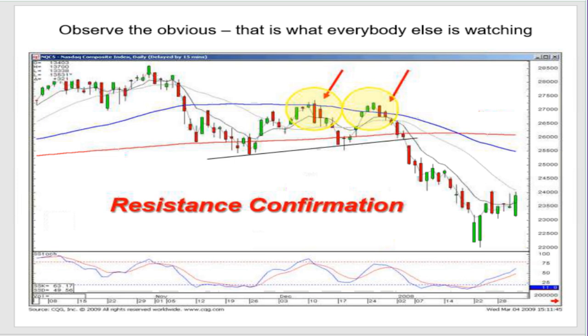Is a dragonfly doji a sell signal? If it's occurring at the top, it becomes your ultimate hanging man, one of the 12 major signals.